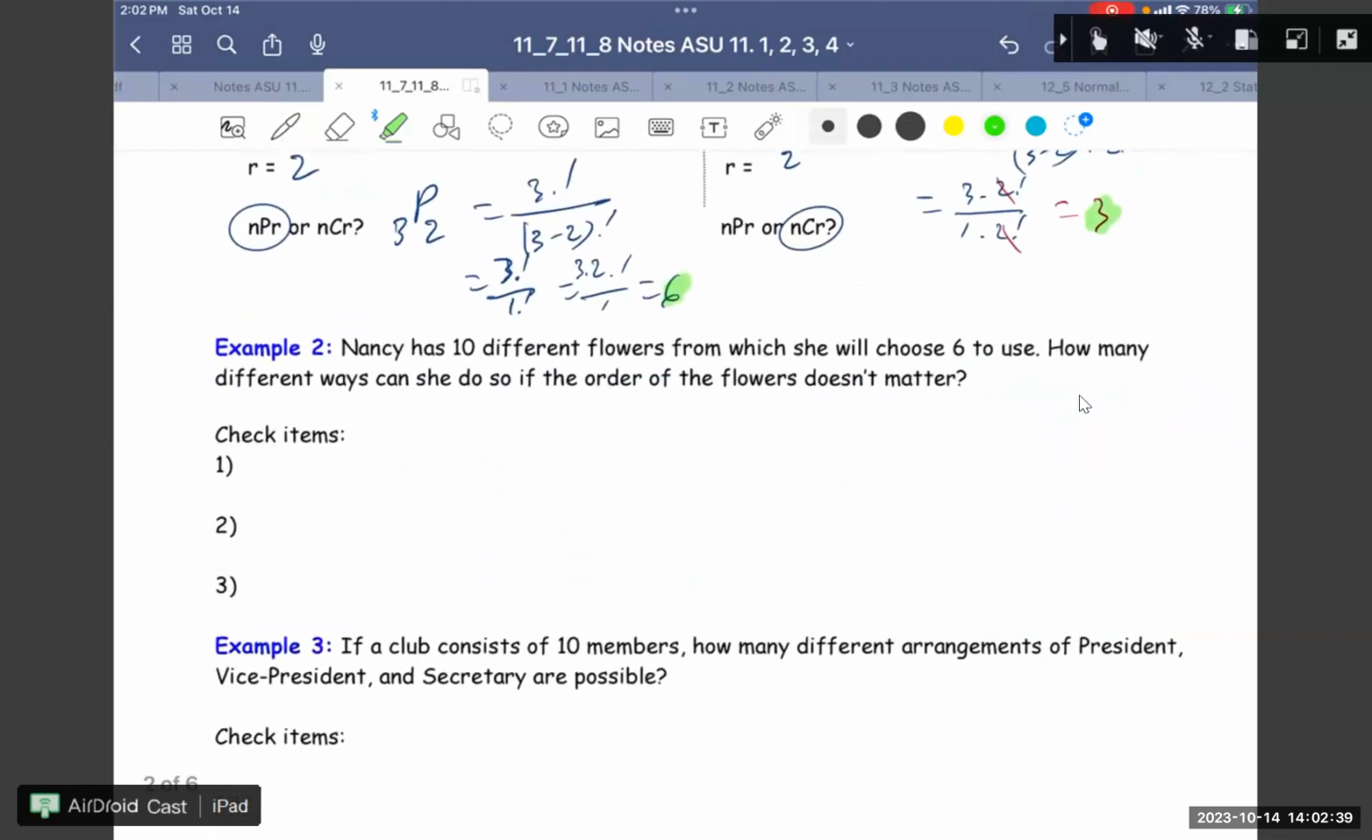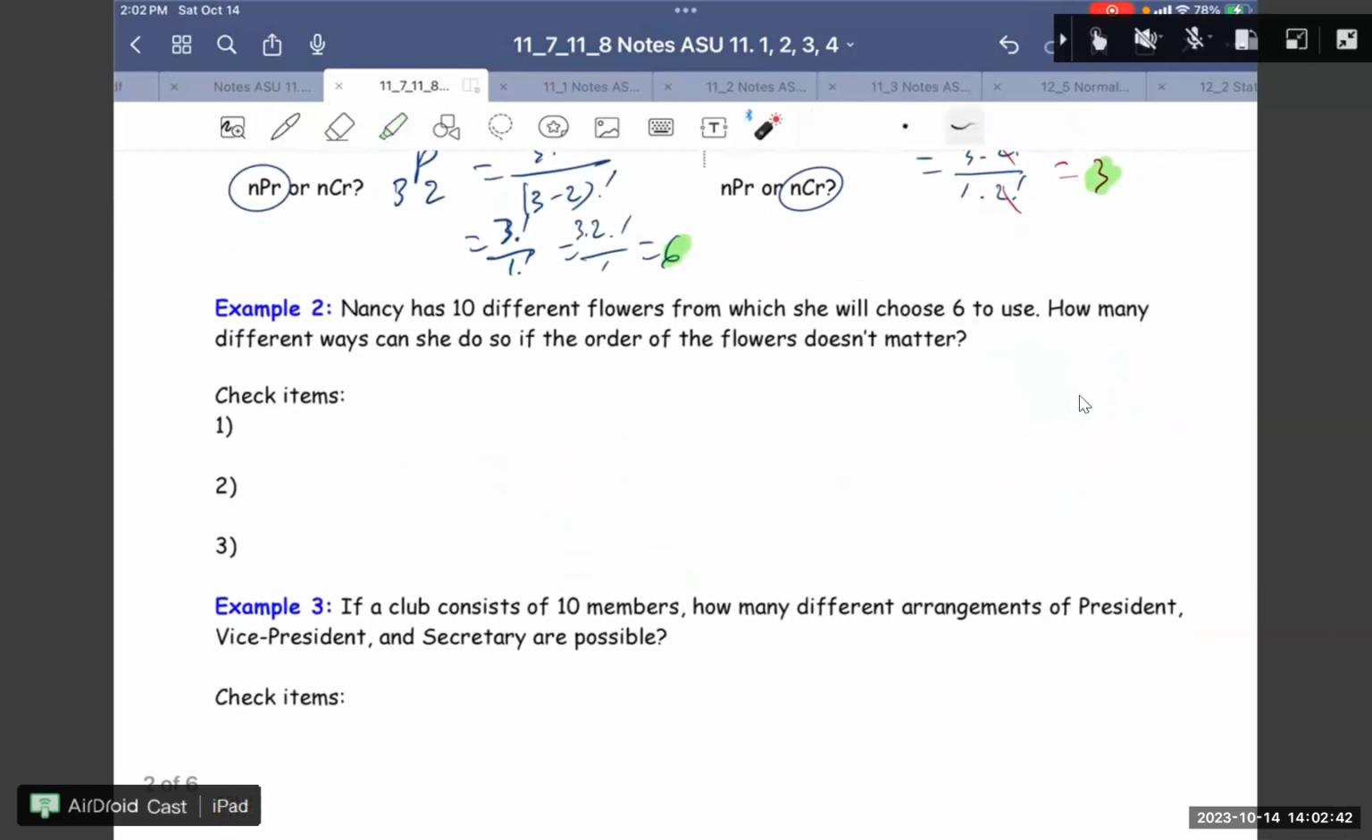So for the next example, Nancy had 10 different flowers. So N is 10, 10 different flowers. And then they choose 6 to use.